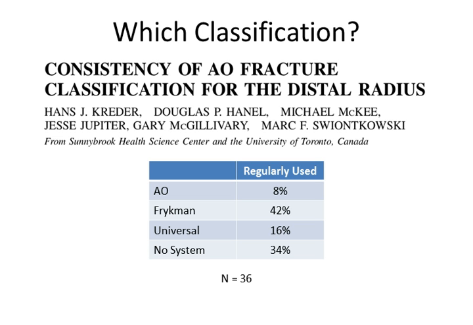And Jesse Jupiter did a study, and they reviewed 36 orthopedic or hand surgeons, and this is the frequency, right? 8% of the surgeons use AO, 42% use Friedman, and 16% use universal. And 1/3 of them don't use any classification system. So if you don't use, I guess you're okay. Yeah, this is from Jesse Jupiter in Canada. I think he was doing his fellowship then or something.